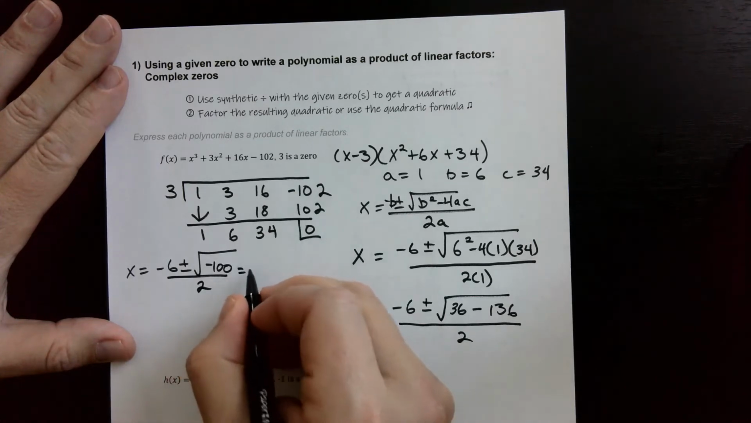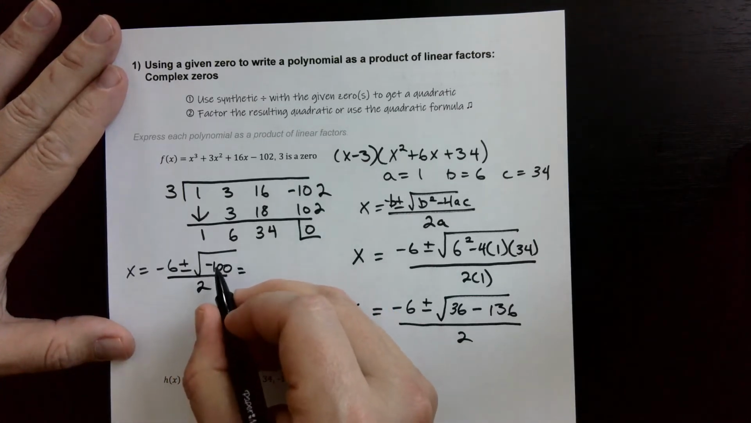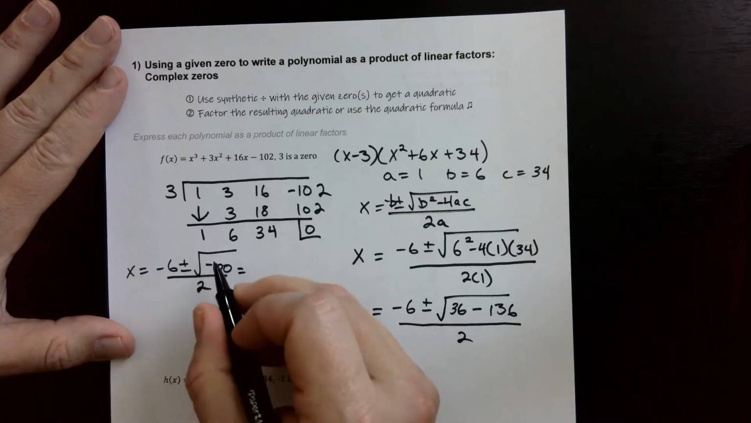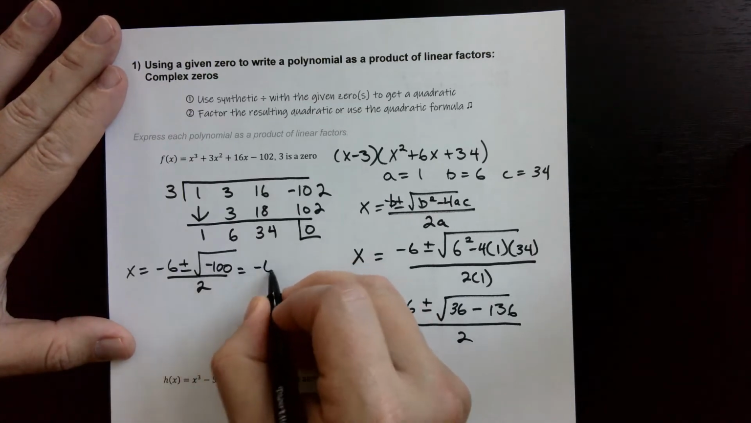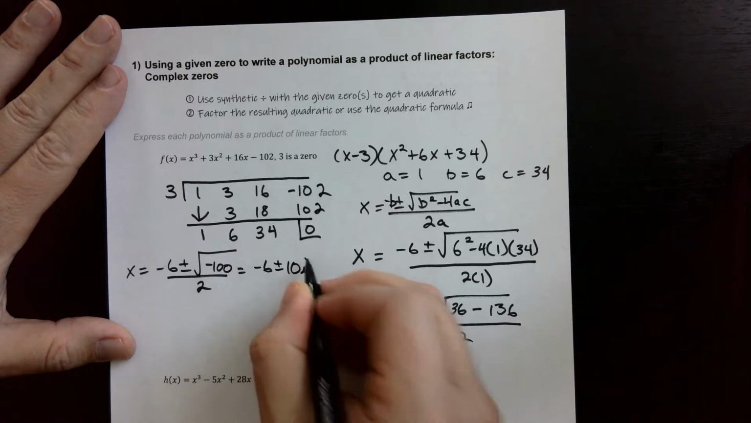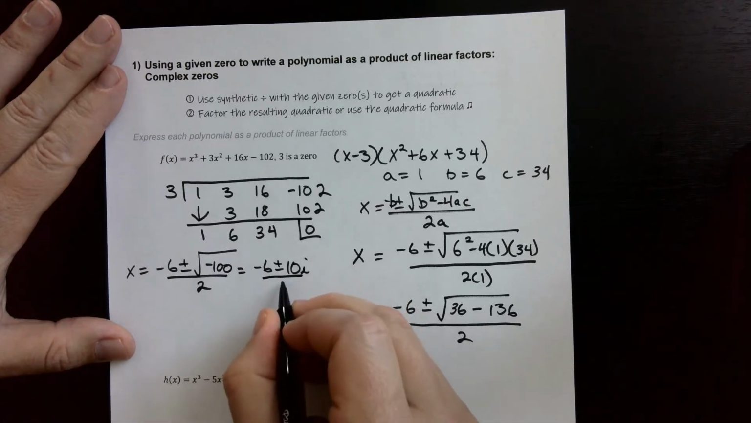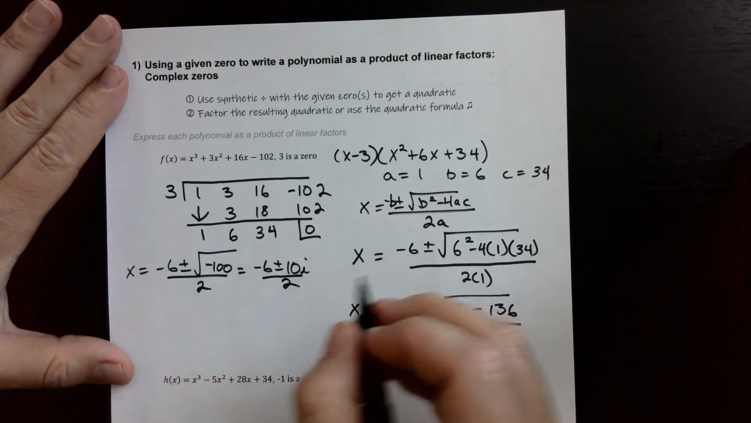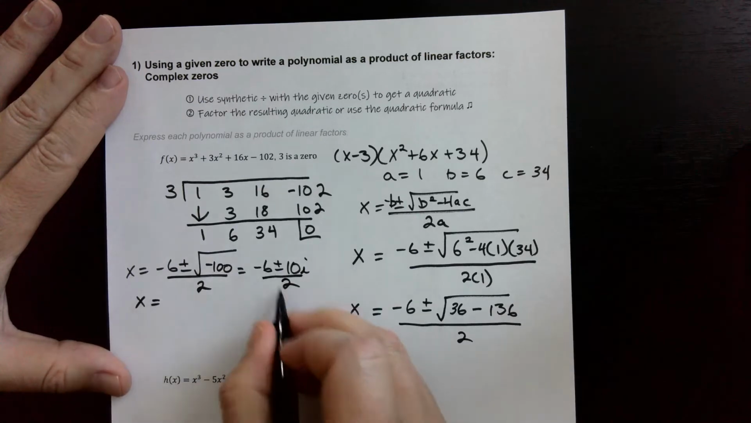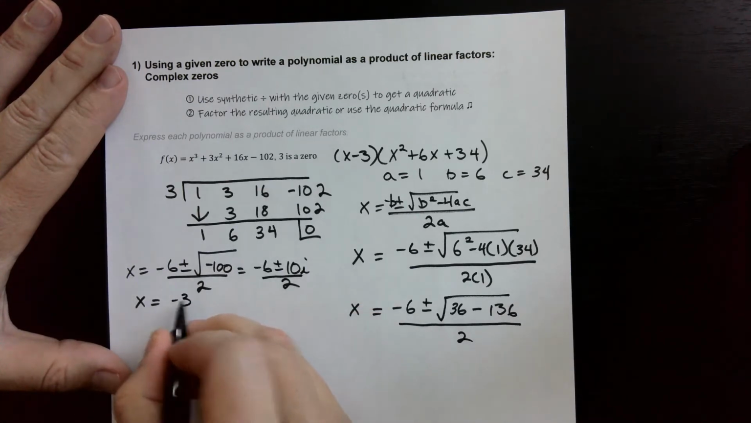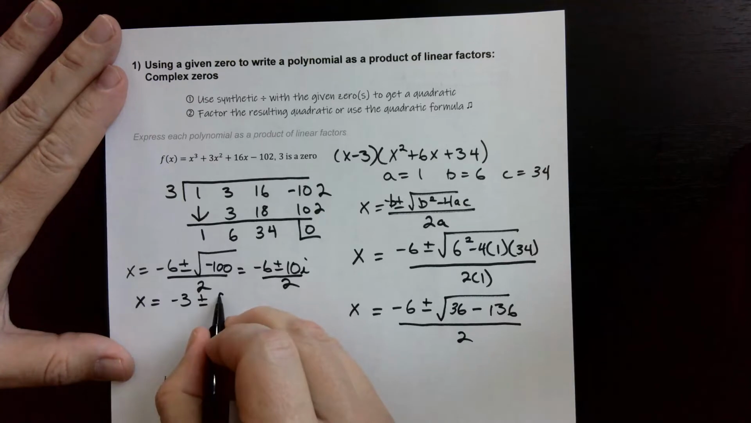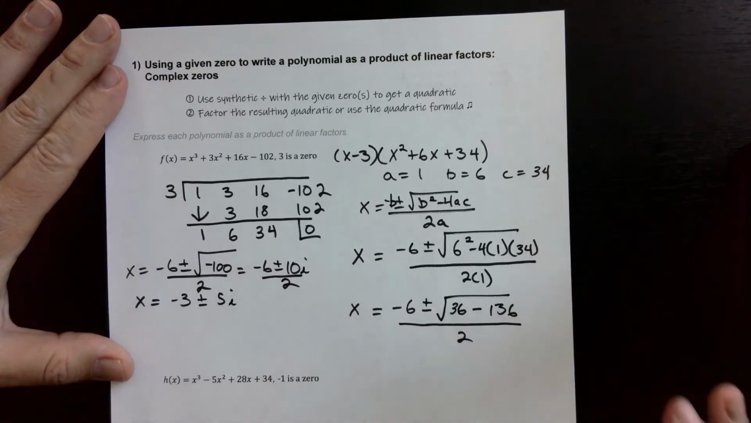Okay, and that becomes, if you know how to take the square root of negative numbers, that's going to be 10i, so negative 6 plus or minus 10i over 2. Okay, so that will be x is equal to, if we divide the 2 into each, negative 3 plus or minus 5i for our two solutions.